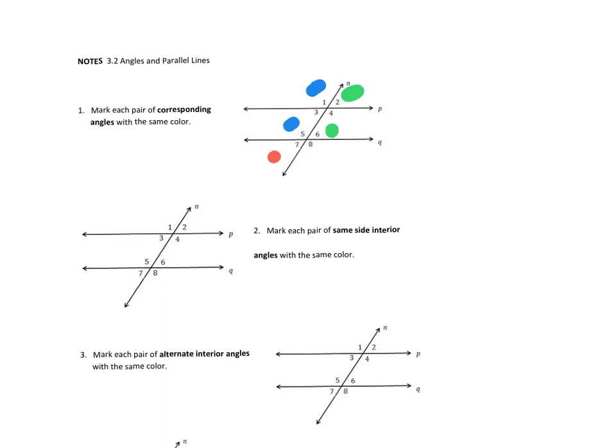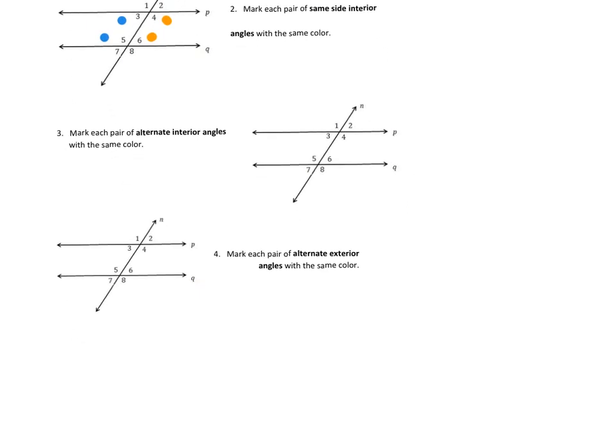Angle 7 corresponds with angle 3 up there. And angle 8 corresponds with angle 4. Number 2, we want to mark each pair of same side interior angles with the same color. So same side interior, we're looking for the same side of the transversal and interior angles. So that's going to be our 6 and our 4, as well as our 3 and our 5.